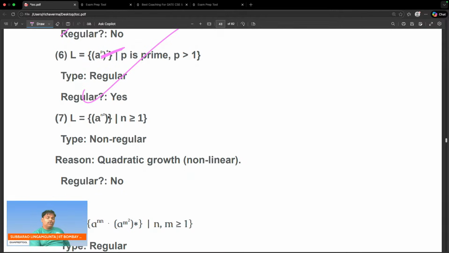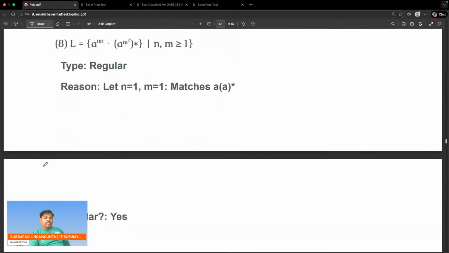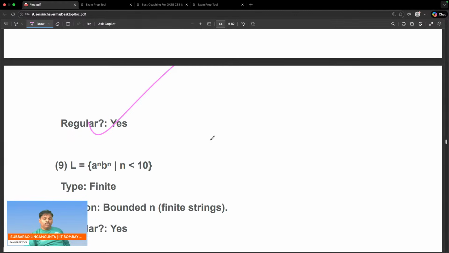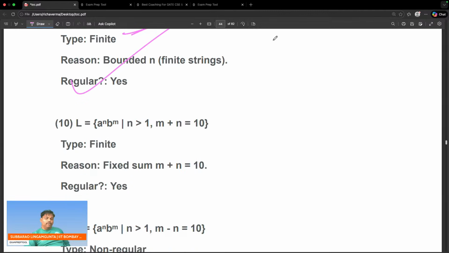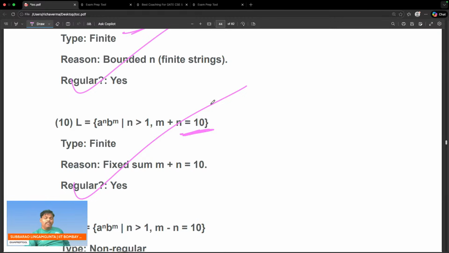Next one, a power n square, verify. GP series not possible. Sorry, AP series not possible. Next one, a power n into a power m square, whole star there. Please verify. If you verify properly, 1 length, 2 length, 3 length, all are possible. That is the reason it is regular. AP series possible. If you see here, m plus n is equal to 10, finite. Finite means regular.